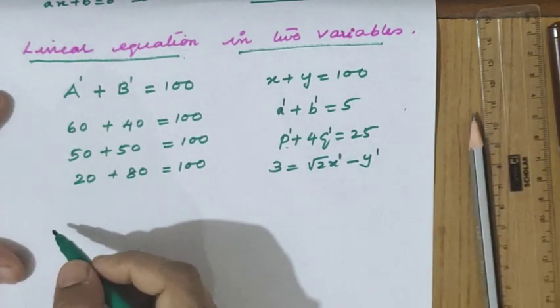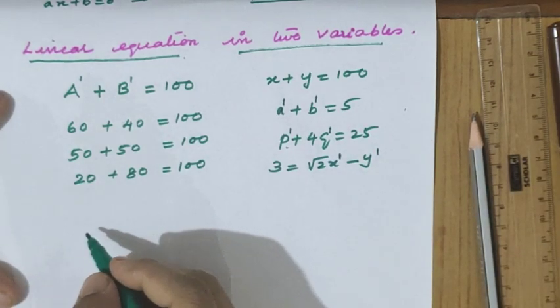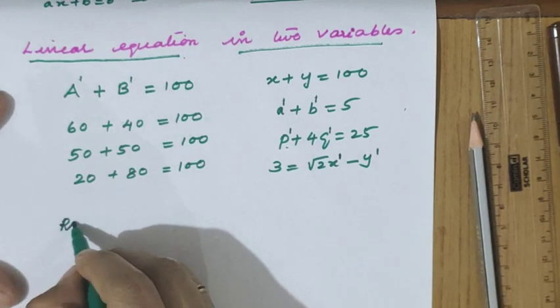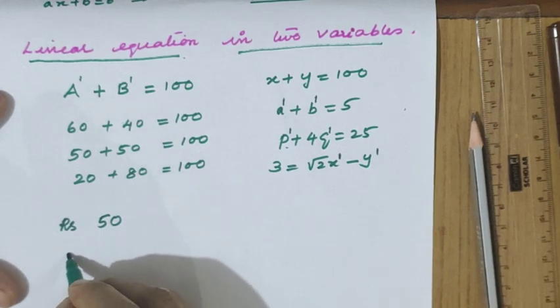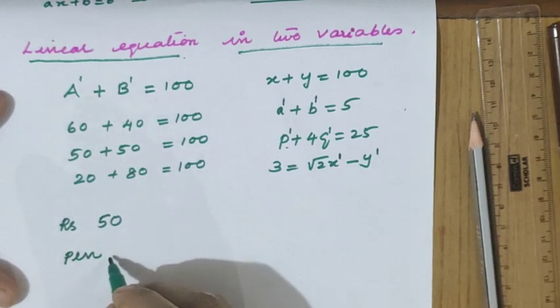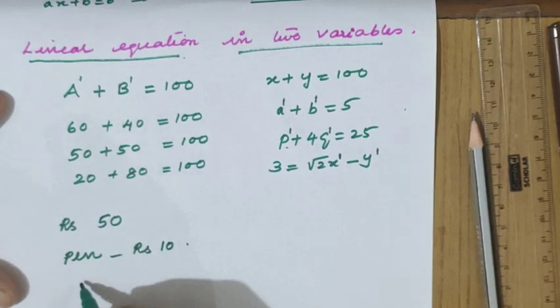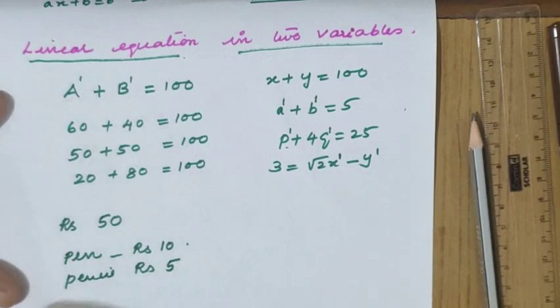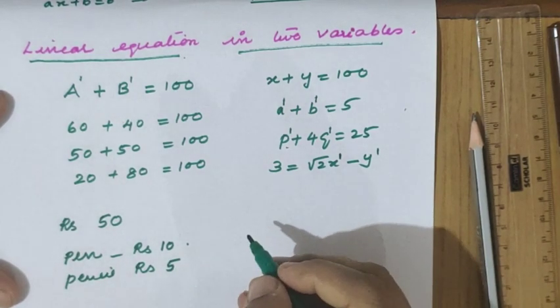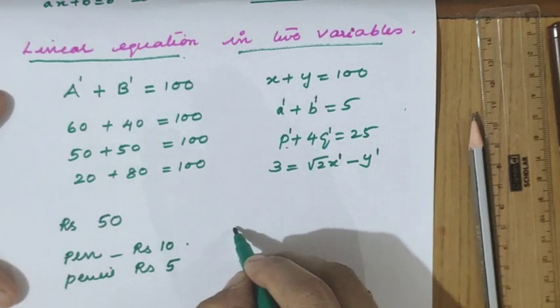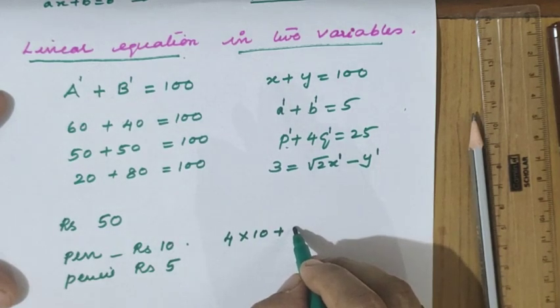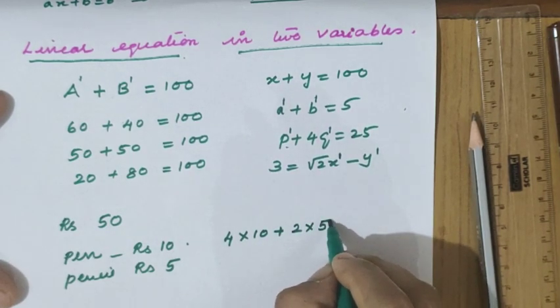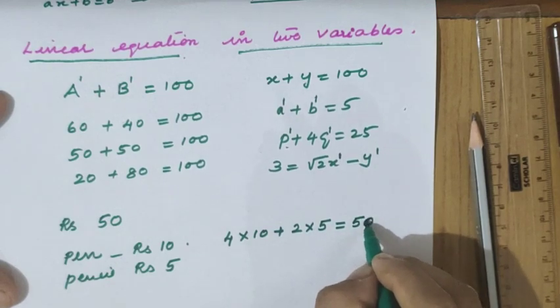Now we can see another example. Suppose we are going with rupees 50. We have rupees 50 only, and we would like to buy a pen at the cost of rupees 10, and a pencil at the cost of rupees 5. Now I would like to buy 4 pens. So I'll write 4 into 10, 40 rupees over. Now I will get 2 pencils only. So 2 into 5, it is equal to 50.